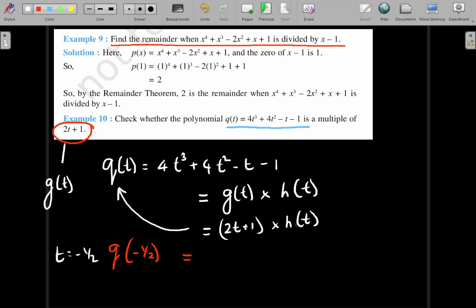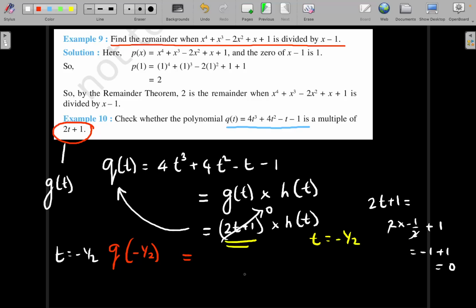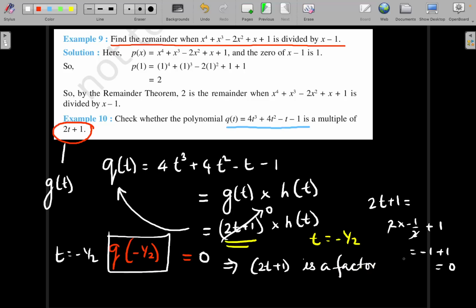So if t is equal to minus half here, then this becomes 0, right? Because 2t plus 1 is equal to 2 into minus half plus 1, which is minus 1 plus 1 equal to 0. So q of minus half, if it is equal to 0, would imply by the factor theorem that 2t plus 1 is a factor. So here's where the factor theorem is being used.